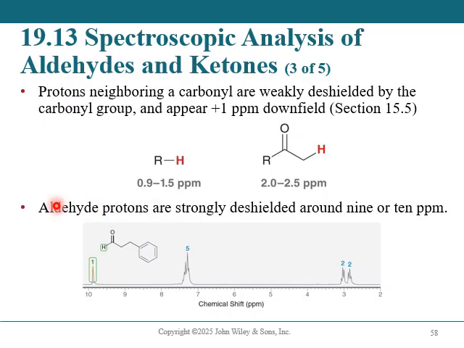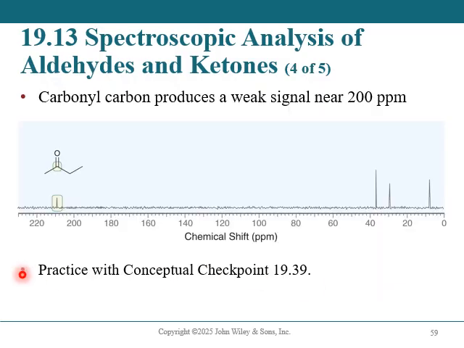Protons neighboring a carbonyl are weakly deshielded by the carbonyl and appear about 1 ppm downfield. Aldehyde protons are strongly deshielded, around 9 to 10 ppm. So for example, here we have an aldehyde. You can see that first proton right here. Then you see the ones for your aromatic, and then the ones from here. Carbonyl carbon produces a weak signal near 200. And then the rest of the signals.